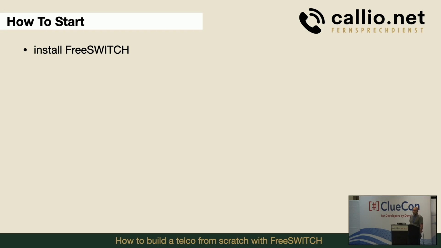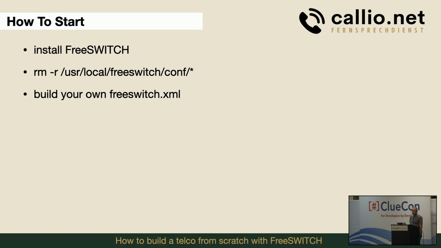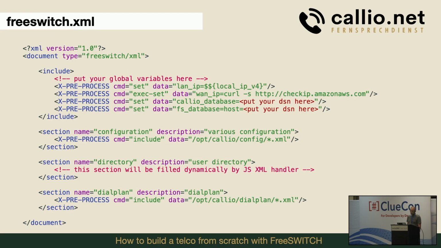Okay. How to start? First of all, install FreeSWITCH, of course, and then get rid of all the default vanilla config, and let's build your own FreeSWITCH XML. That's our very basic FreeSWITCH XML file.